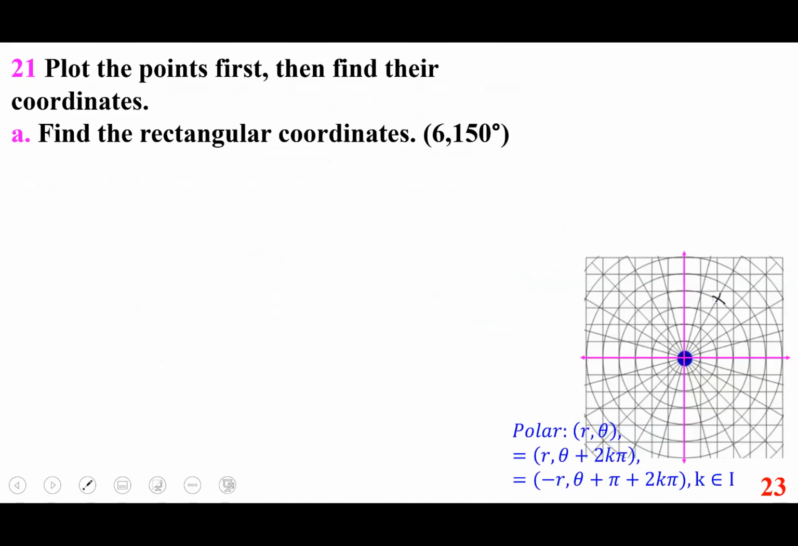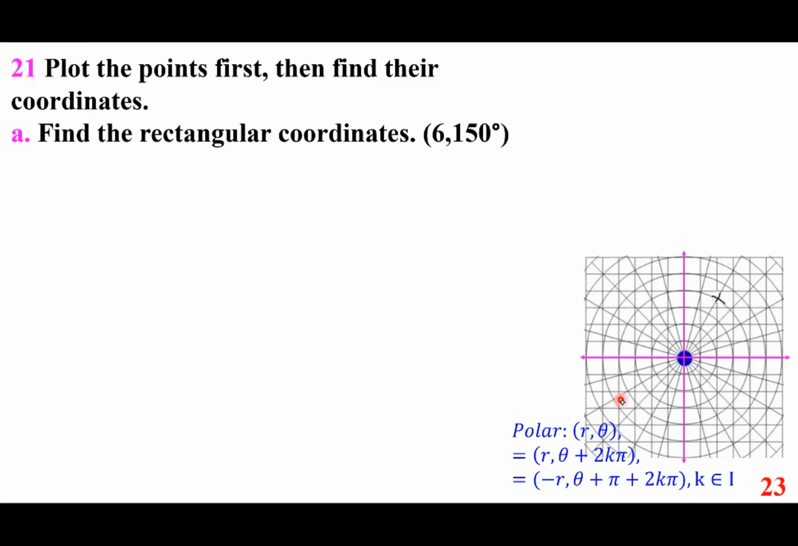Plot the points first, then find their coordinates, starting with the rectangular coordinates of (6, 150 degrees). We want to find the rectangular coordinate for (6, 150 degrees). This is in polar form, r, theta. And I remind you that polar is in the form of r, theta.